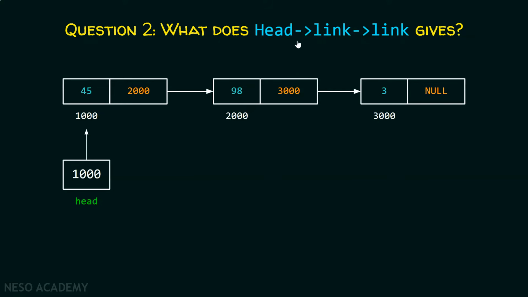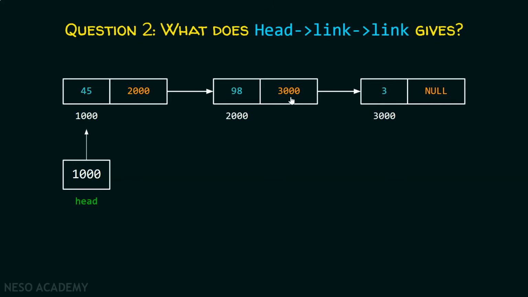I can replace this head arrow operator link by 2000, and then you can easily answer what does this head link give. As I can replace this head link by 2000, so I can say 2000 arrow operator link means I'm going to the 2000 address and accessing the link part of it. Isn't that interesting? So basically using the head pointer, you are accessing the link part of the second node of the list. Wow, this is amazing.